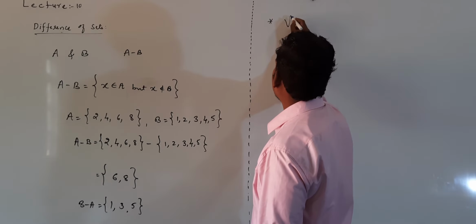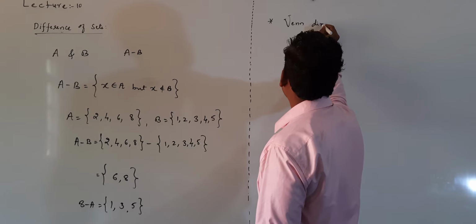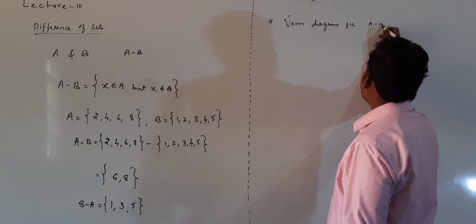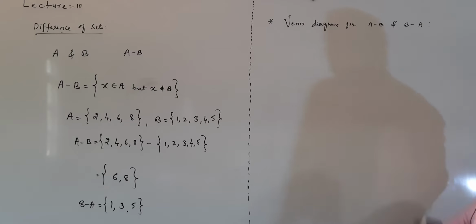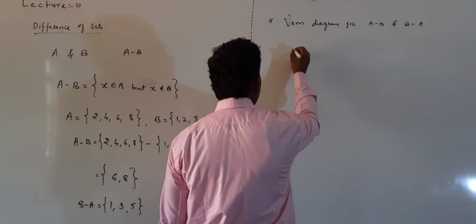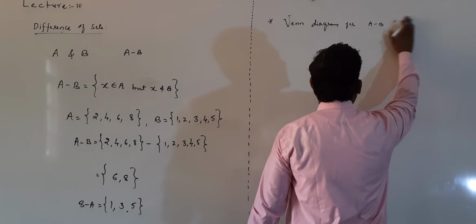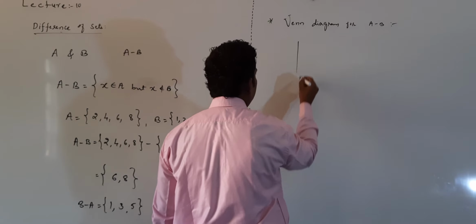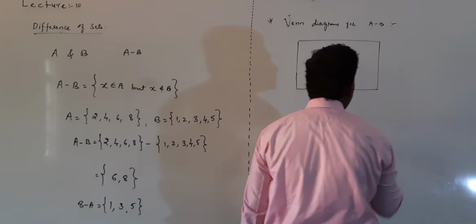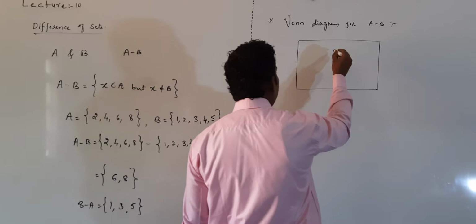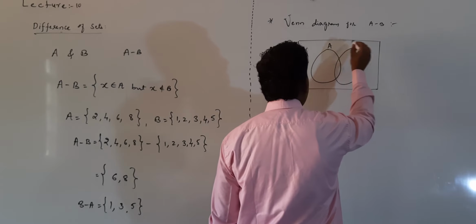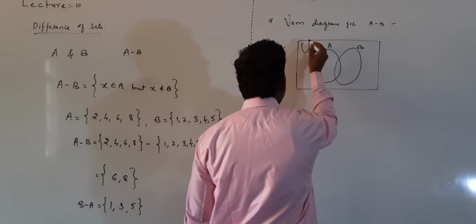Next point. Venn diagram for A minus B and B minus A. We need to draw Venn diagrams for A minus B and B minus A. First one, Venn diagram for A minus B. Consider a rectangle and two sets A and B. It is set A, it is set B and it is universal set U.